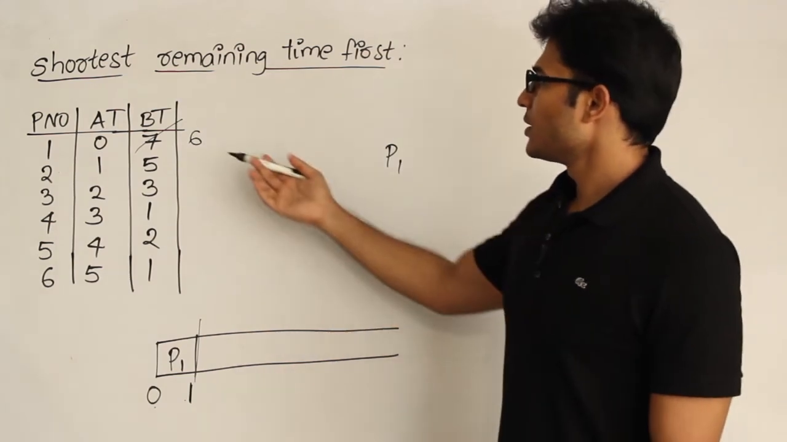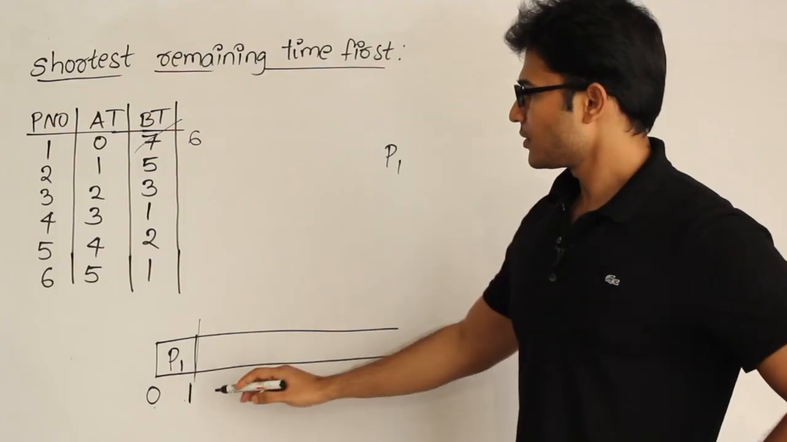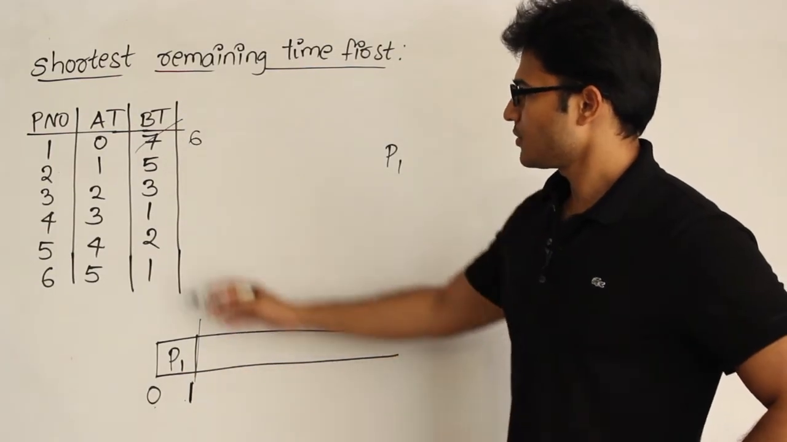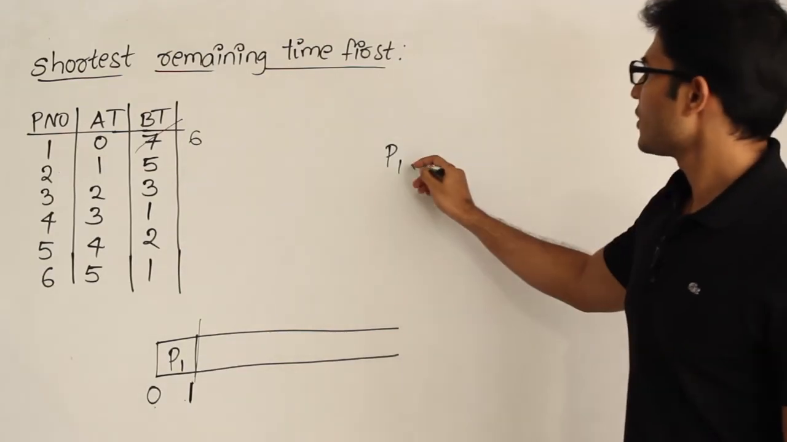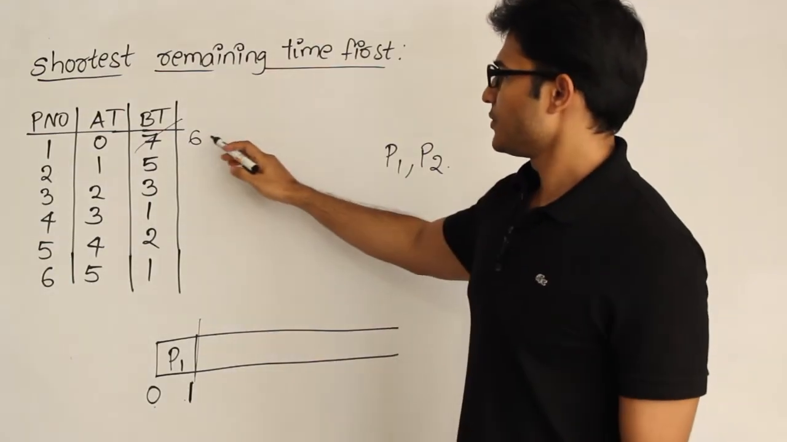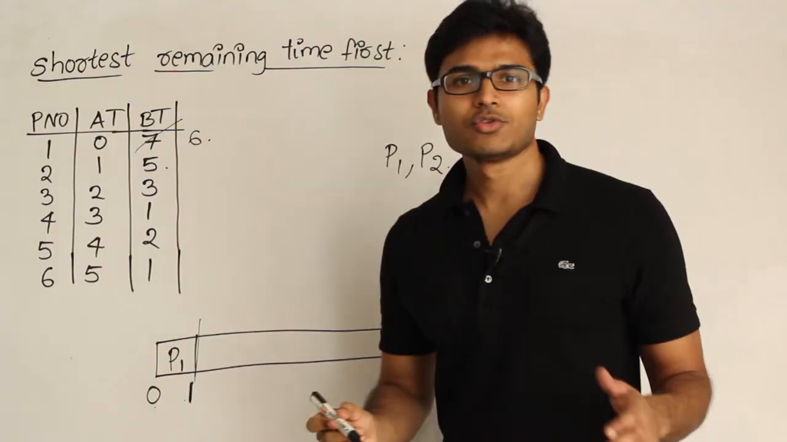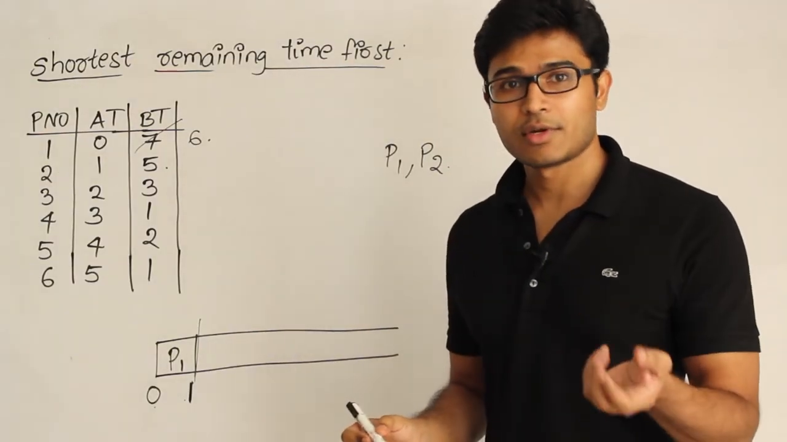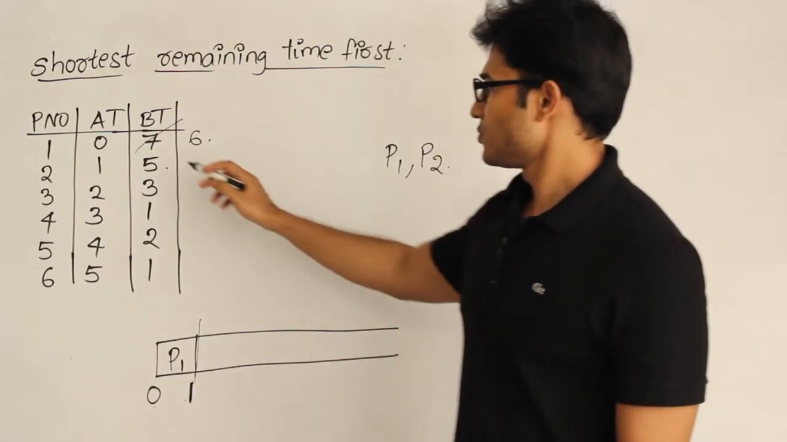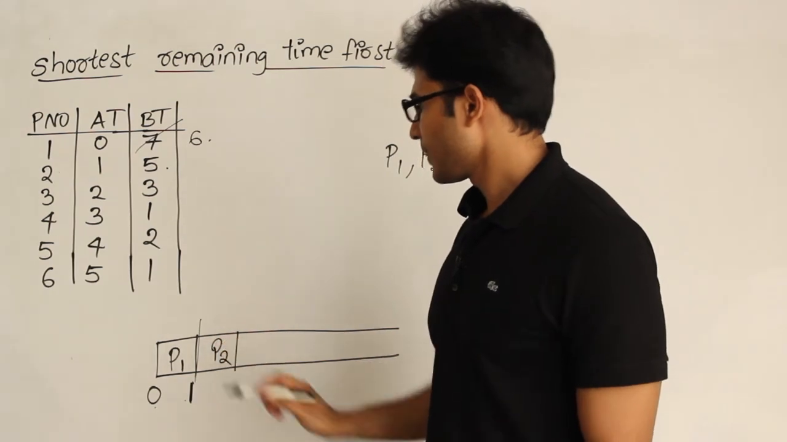I'm checking if any process is available by time 1. By time 1, the process available is P2. Now I have P1 and P2 both available, one with a remaining time of 6, and the other with a remaining time of 5. You could choose either, but depending on the shortest burst time, I am supposed to choose P2. Therefore the next one chosen is P2.